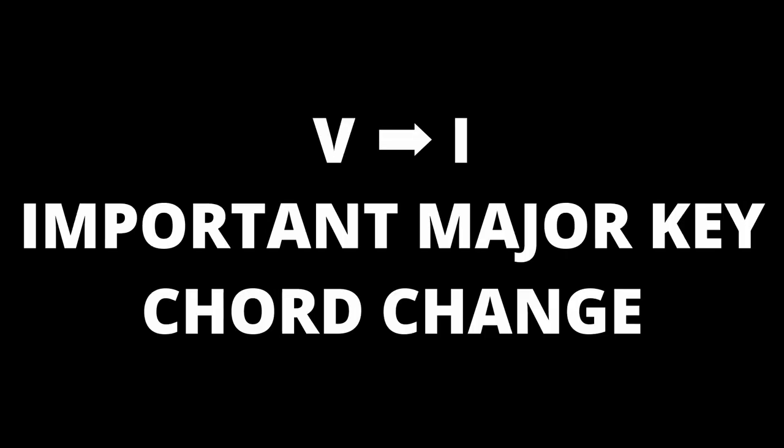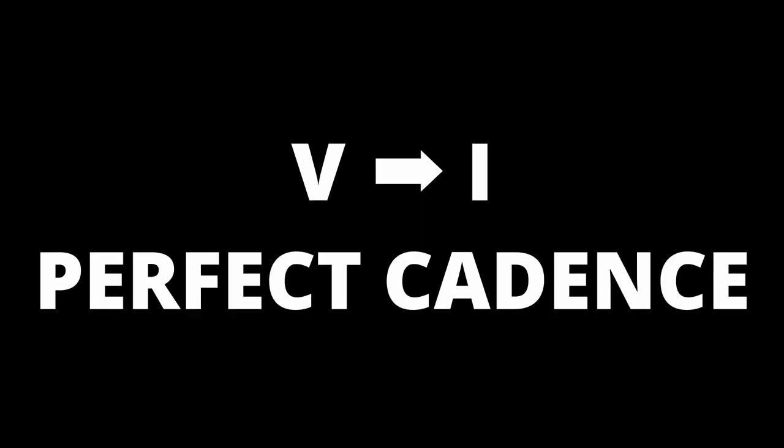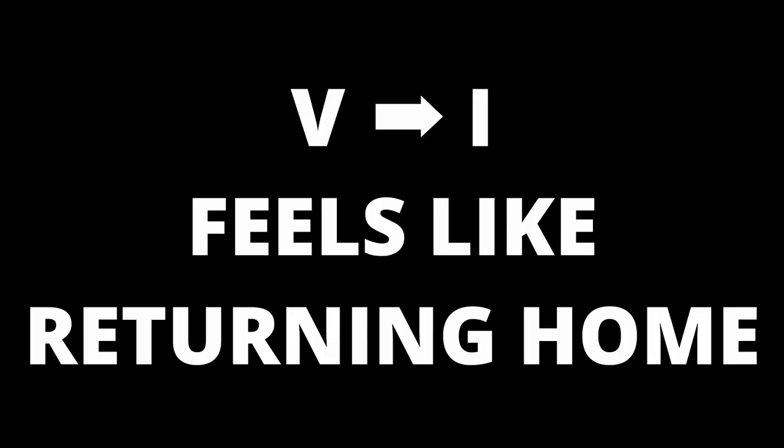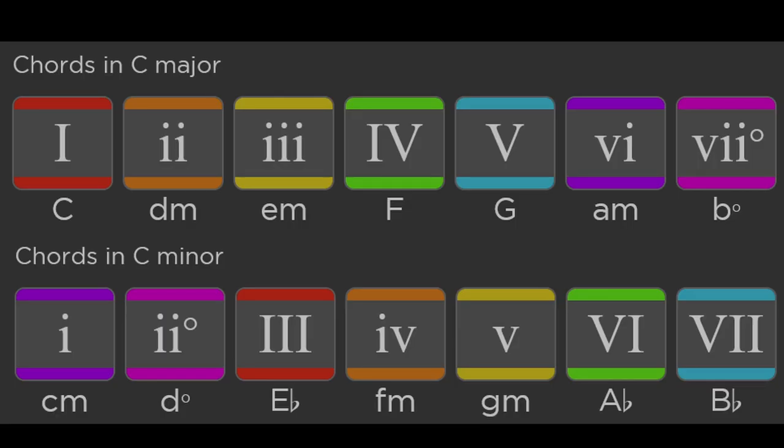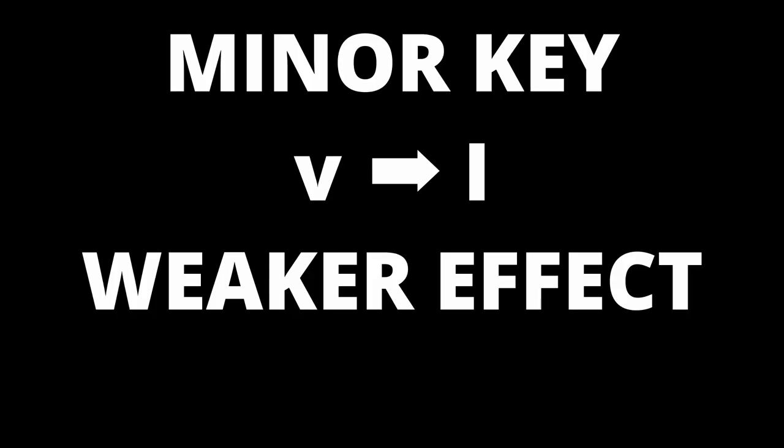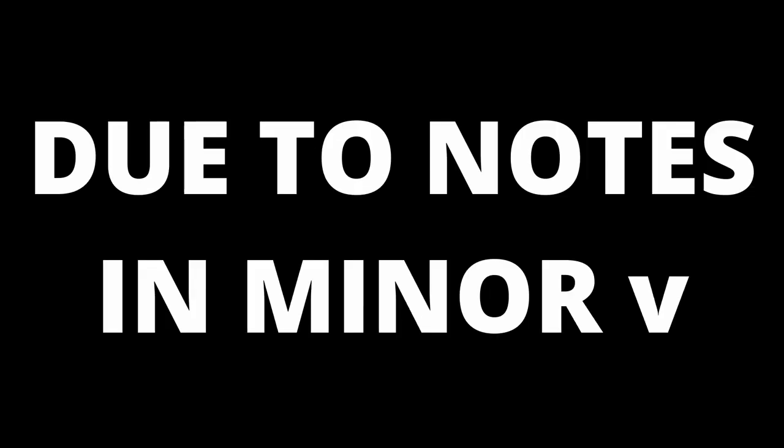One of the most important relationships in major key songs is between the 5 chord and the 1 chord. Moving from 5 to 1 is called a perfect cadence. Playing this chord change will provide a very strong feeling of returning home. By doing so, it will reinforce the major key feeling. You can see that the major 5 chord only appears in our major key chords. In the parallel minor, the 5 chord is a minor chord. The minor 5 chord has a weaker effect in a minor key and doesn't pull us as strongly to the tonic or 1 chord. This is because of the notes that make up our minor 5 chord.